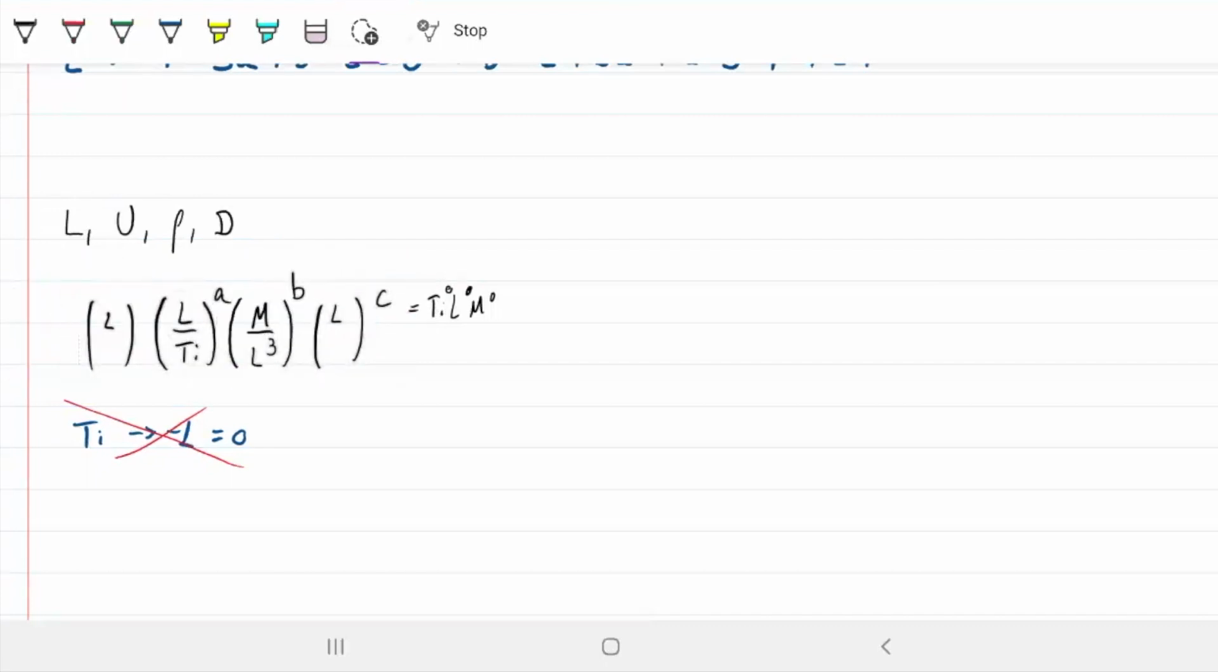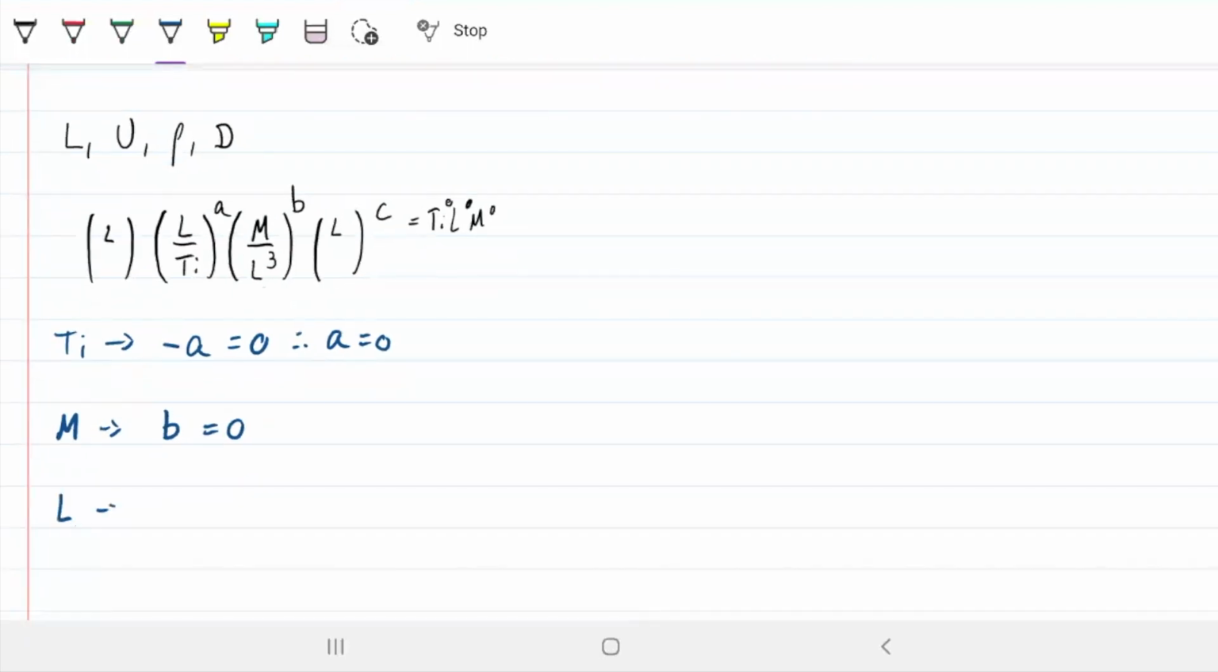So I'm still analyzing the same 4 dimensions. I just changed which ones have coefficient. You'll see how that's going to affect our math now. Once again, time is minus A equals 0. Mass is B equals 0. And length, that will be 1 plus A minus 3B plus C equals 0. Therefore, C equals -1.